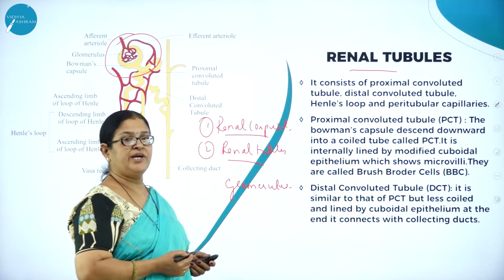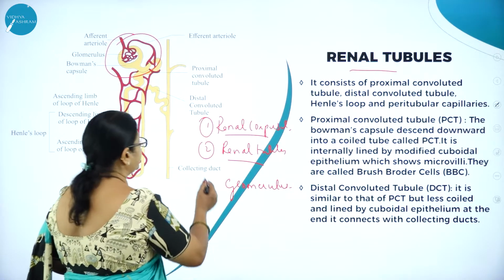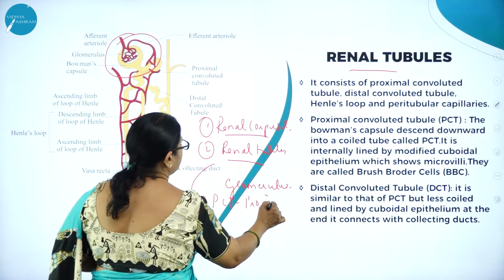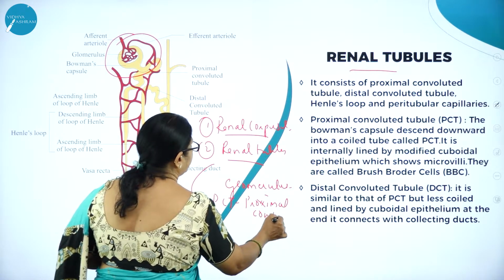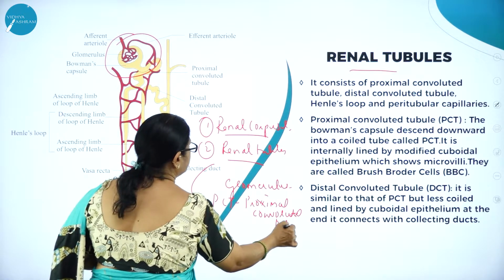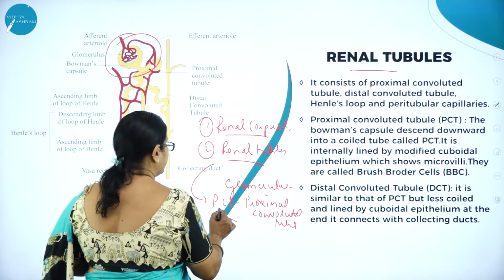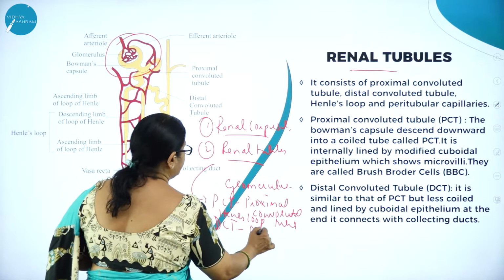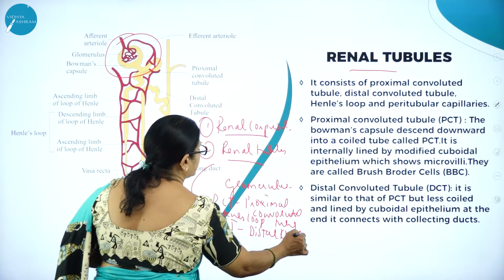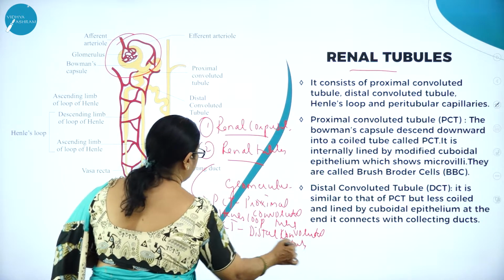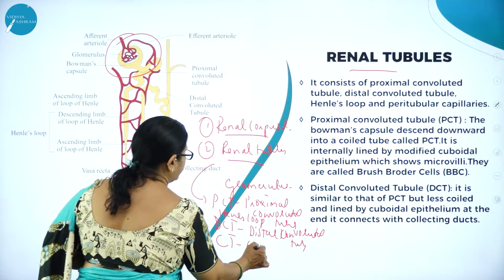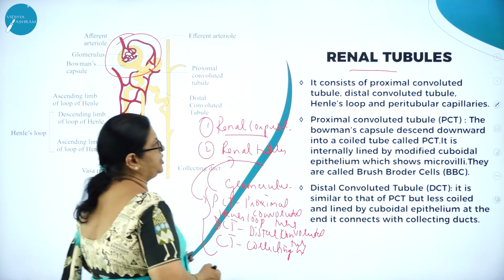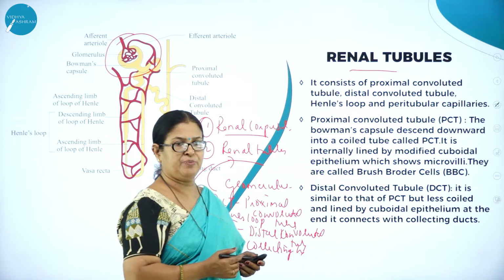Moving on to the study of the renal tubules. The renal tubules consist of PCT, that is proximal convoluted tubule, Henle's loop, and DCT, that is distal convoluted tubule, and the CT, that is the collecting tubule. So this whole thing is called what? Renal tubule. Now let us understand about the renal tubules in detail.